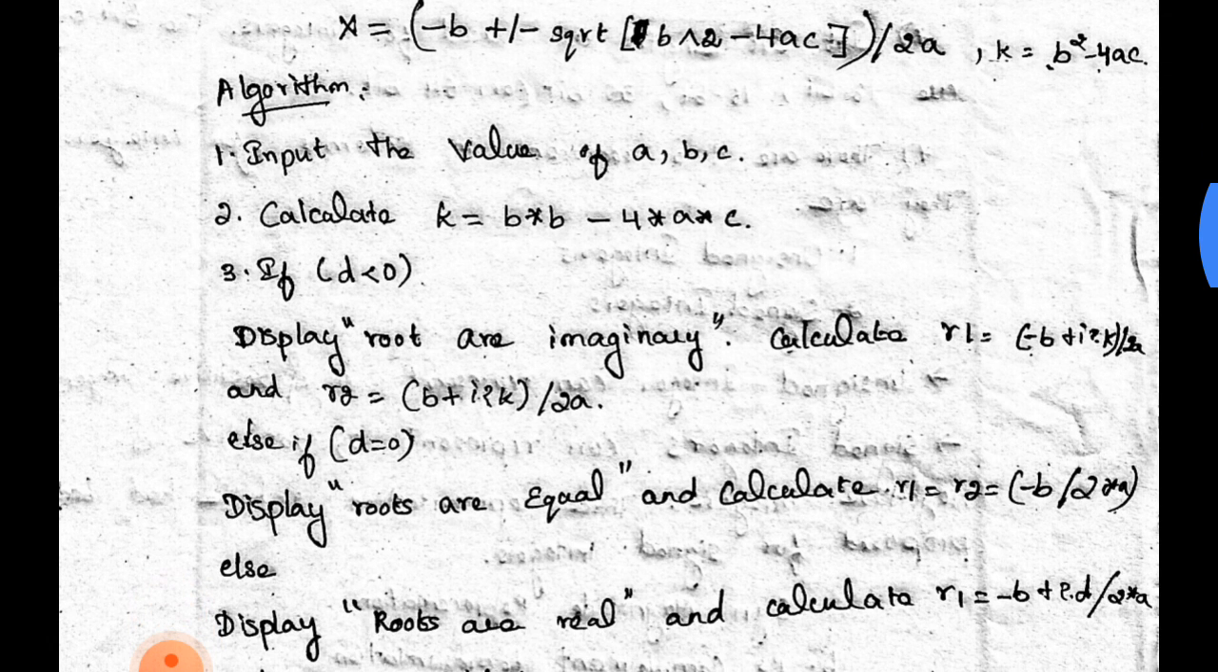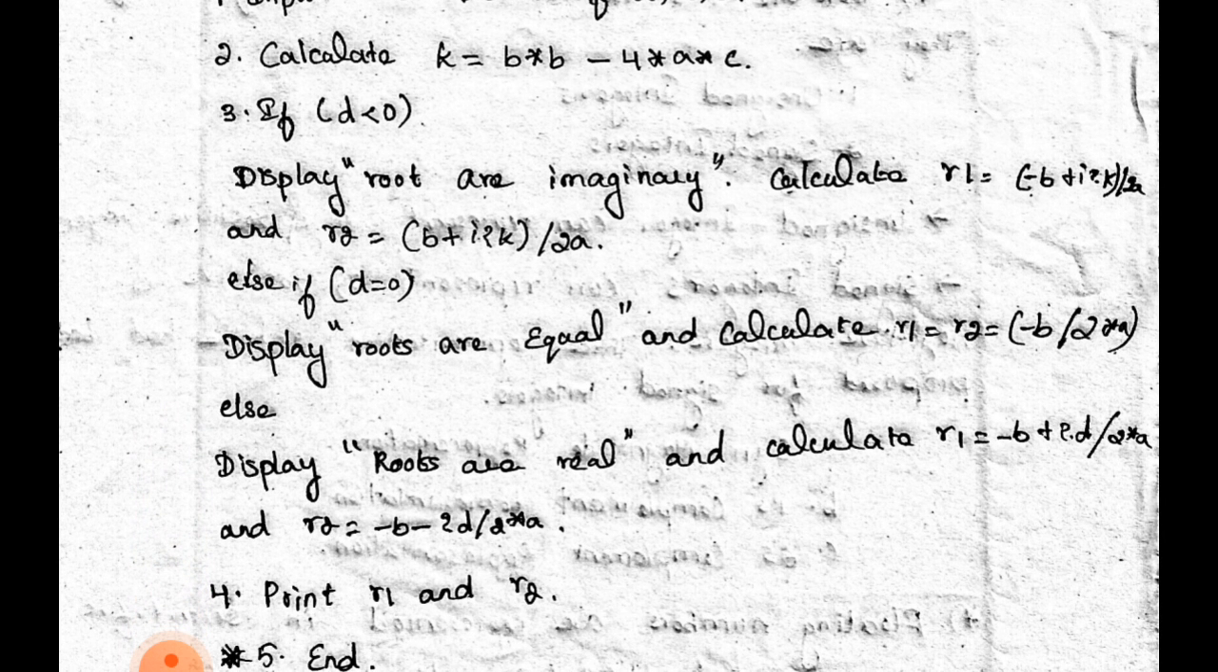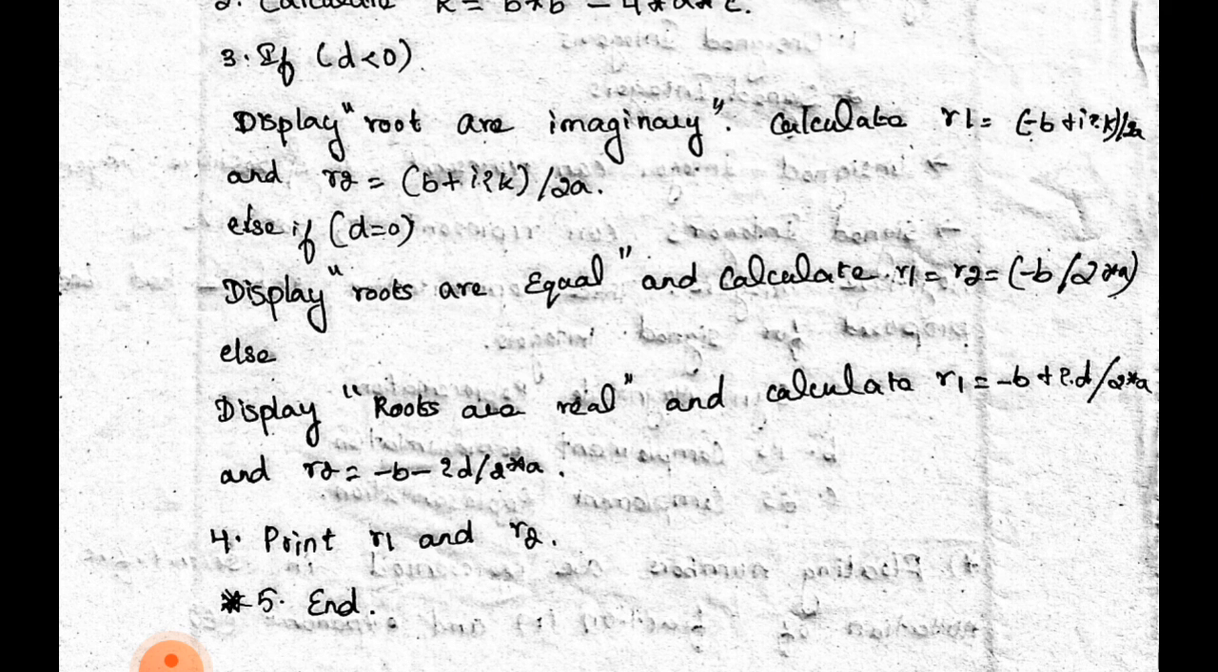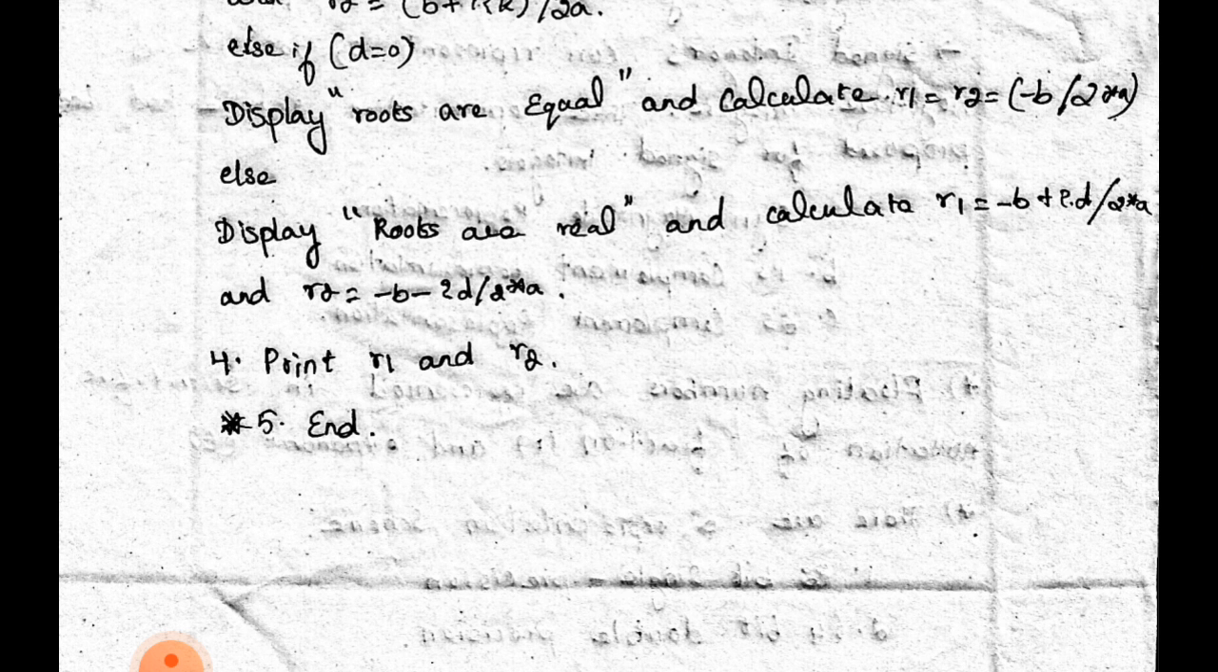Then the roots are imaginary and we can solve as r1 equal to minus b plus i root d divided by 2a. If the roots are equal, the formula is minus b divided by 2a. If d is greater than 0, then the roots are real and the value is minus b plus root d divided by 2a. After finding this, print r1 and r2. Then stop. This is the algorithm of the quadratic equation.